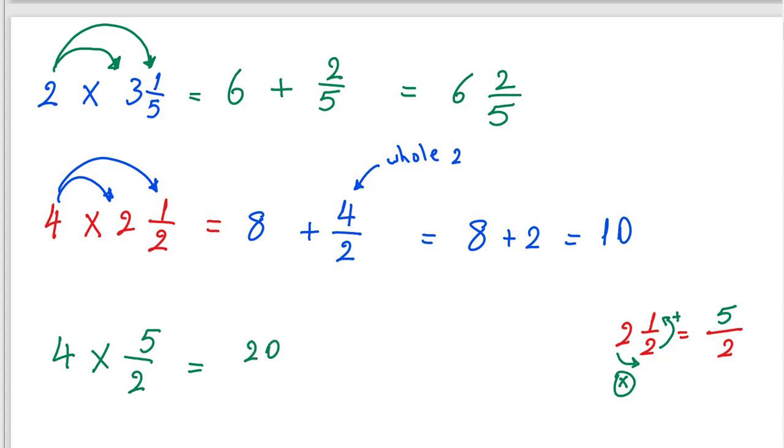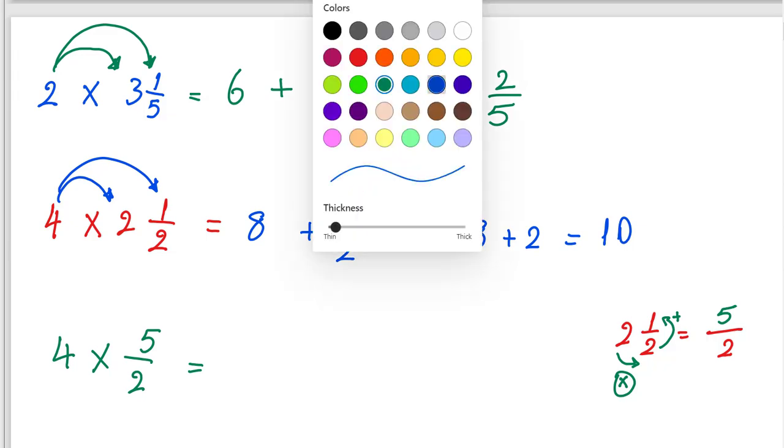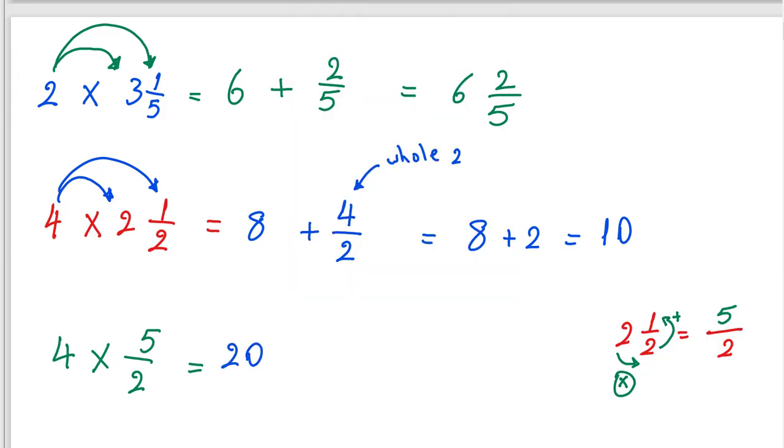I need to change the color for this step. And we have the same denominator, 2. So 20 divided by 2, this is 10. So we have the same answer. Okay.